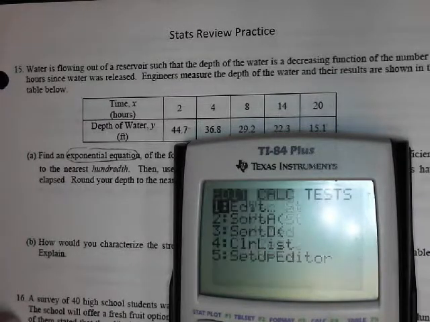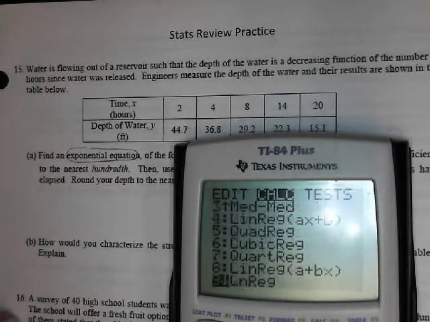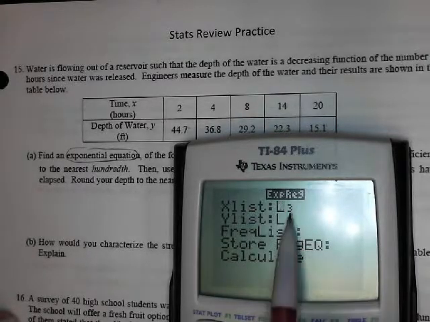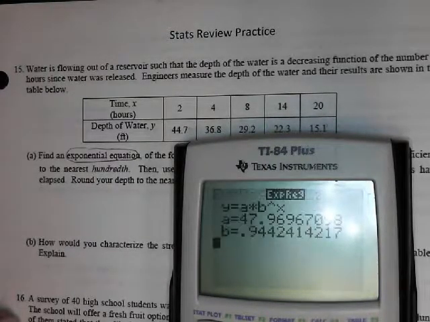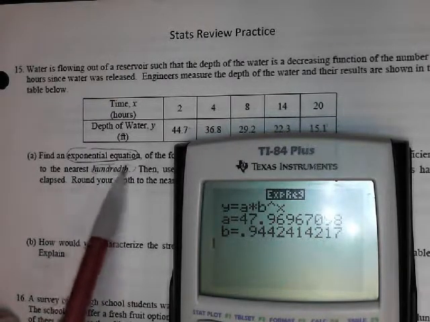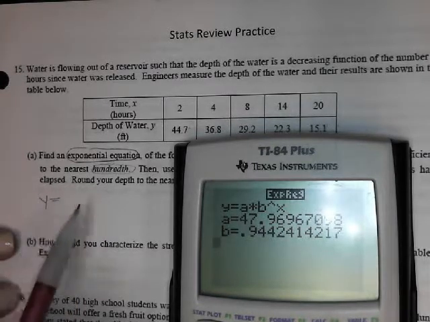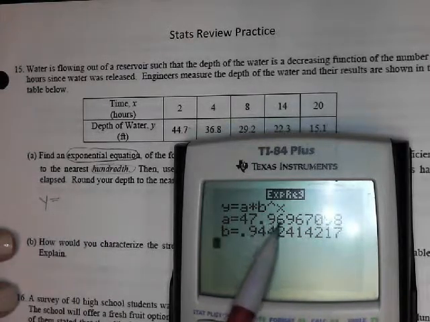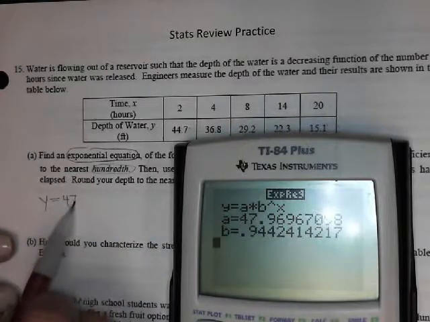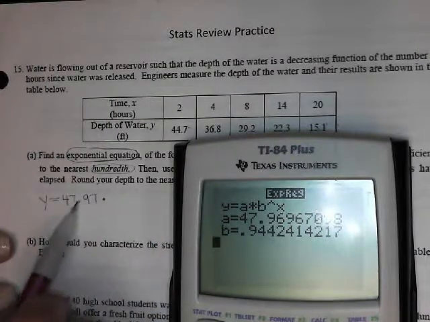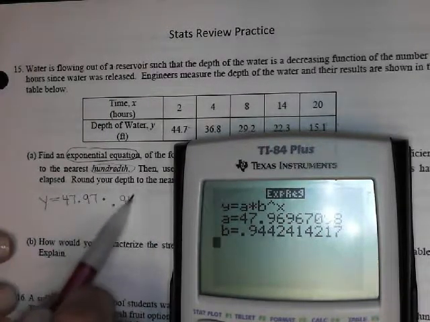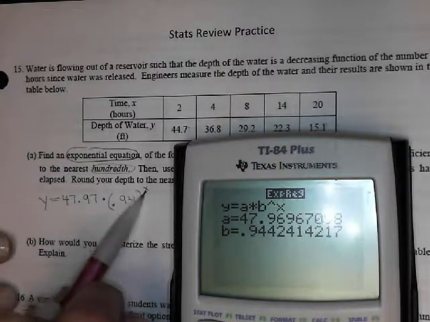And to run our regression, Stat, Calc, and run your exponential regression. Again, my x list should be L1 and y list should be L2. Yours are probably already that way. And then calculate. So my A is 47 point something decimal. They say the nearest hundredth. So y equals, my A is 47.97 would be my nearest hundredth, times my B value, 0.94. Might want to put that in parentheses just so you can see it better, to the x power.